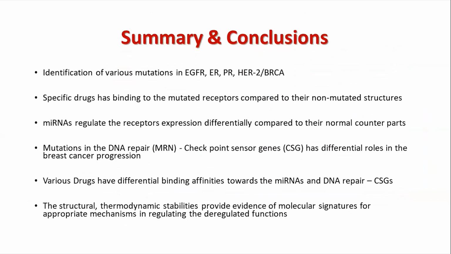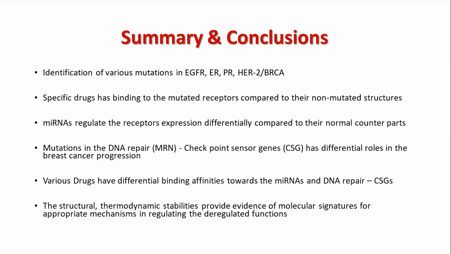So in summary, I would like to say that we have identified various new mutations, and these would be very helpful in understanding each and every receptor's expression in the mutated form and the non-mutated form. And for each of these receptors, a panel of drugs has been identified which can bind very effectively, either the same drug or different drugs for the mutated and the non-mutated structures. Then we have reported that microRNAs regulate these receptor expressions differentially as compared to their normal counterparts. This is another finding which provides even more understanding of the appropriate therapeutic approach.